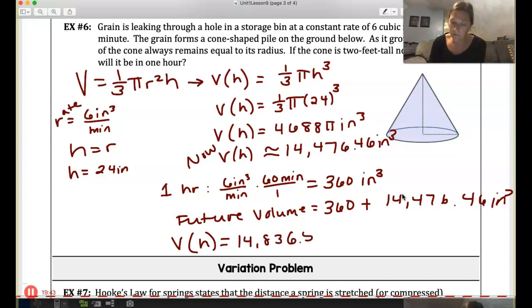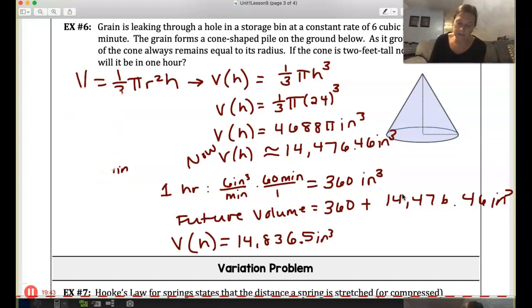14,836, and just go to 0.5 cubic inches. Okay, so that would be the future volume an hour later. So now can I figure out what the height is going to be of the grain? I hope so. All right, so I'm going to clear this space off to the left here.